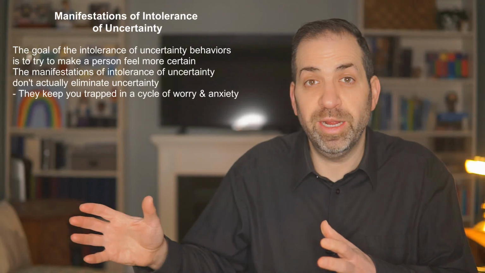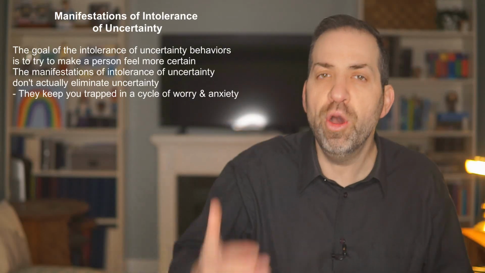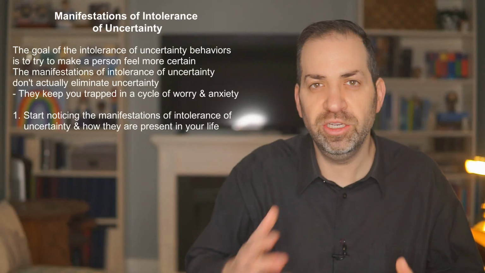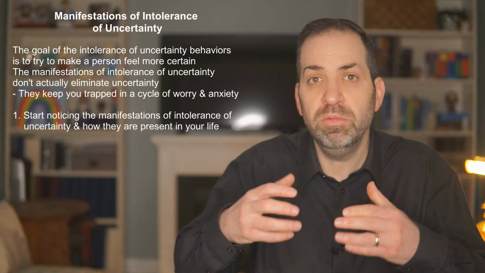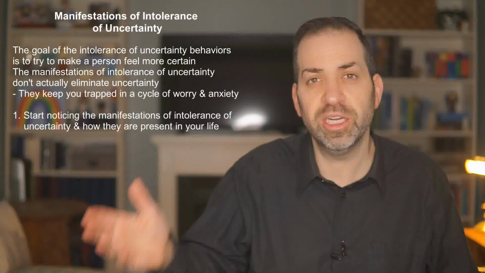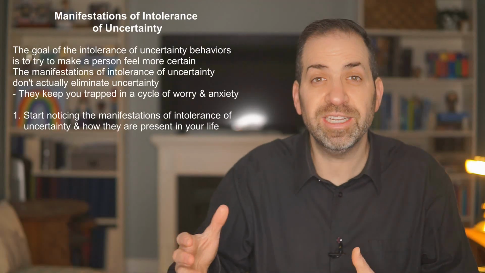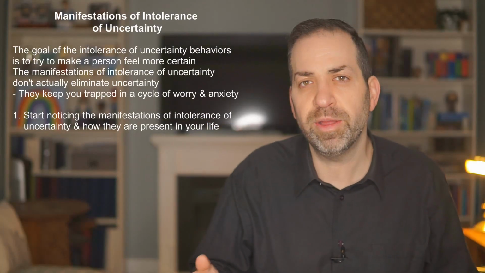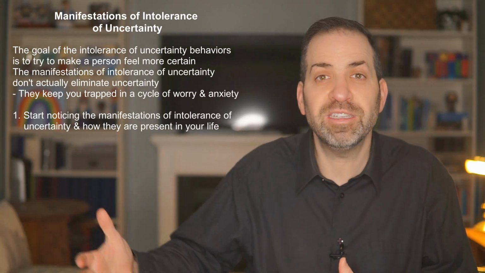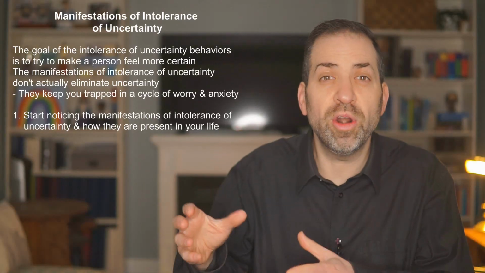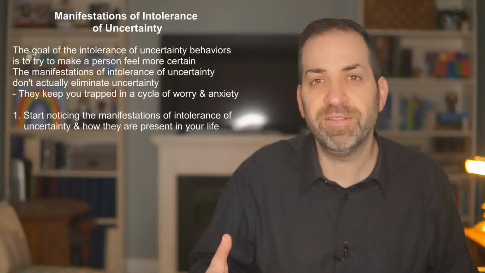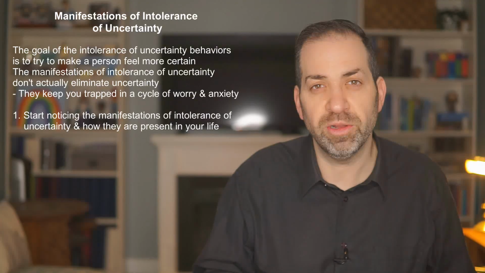So what can you do with this information? Well, the first thing is to start noticing these manifestations of intolerance of uncertainty and how they might have weaved their way into your life. Take a week or two to observe and pay attention to your behavior. Are you spending too much time researching decisions? Do you find yourself second guessing choices or seeking reassurance from other people a lot? Are you double checking things to the point where it slows you down and makes you less efficient? Once you start paying attention, you might be surprised how often these manifestations of intolerance of uncertainty show up in your life.